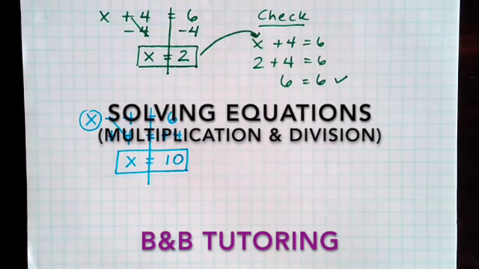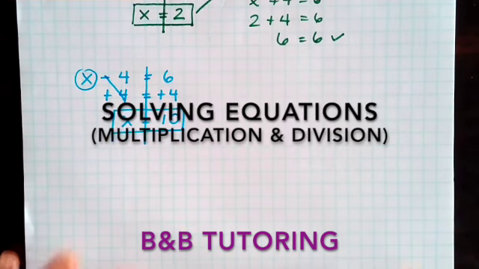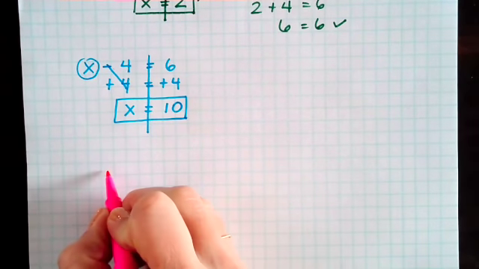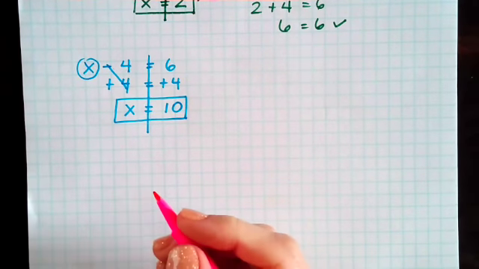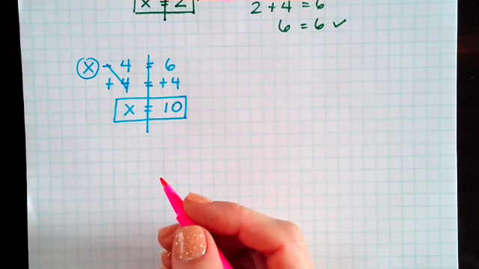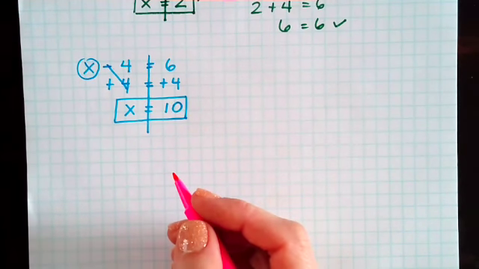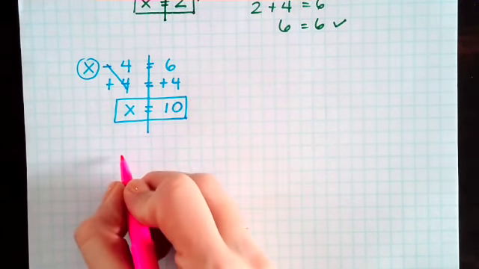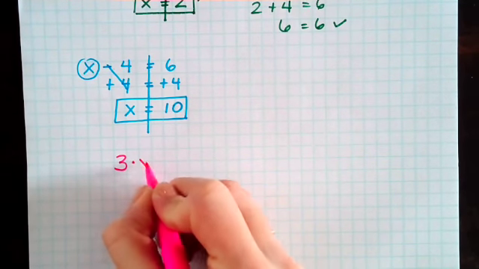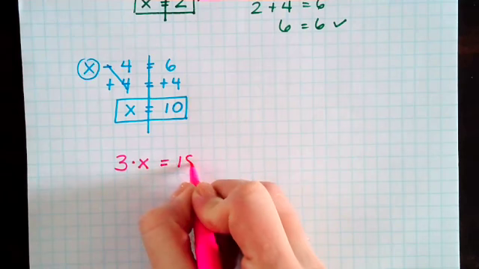Now we're going to move into what do we do if we see multiplication and division? Now this is always a little bit tricky. So say I'm looking for a number that when I multiply that number by 3, I get 18. What this is going to look like is 3 times x equals 18.